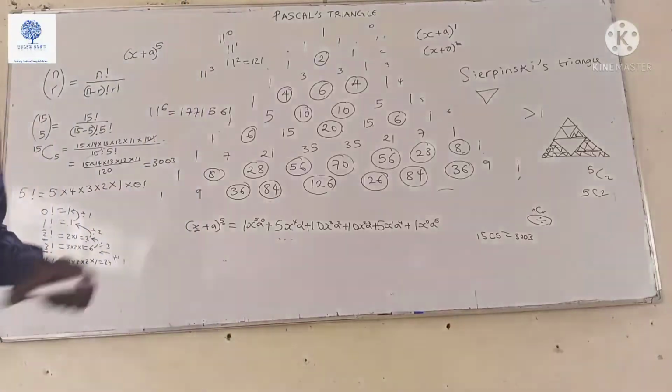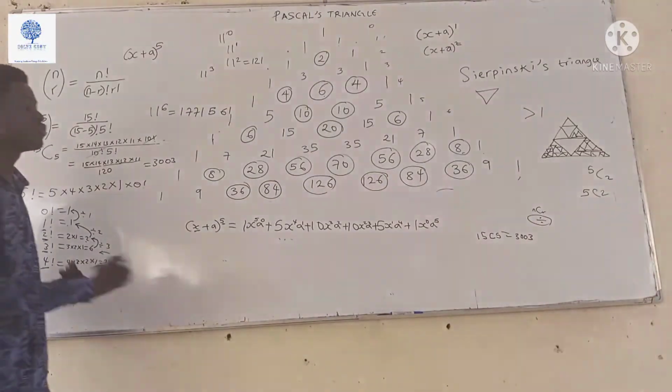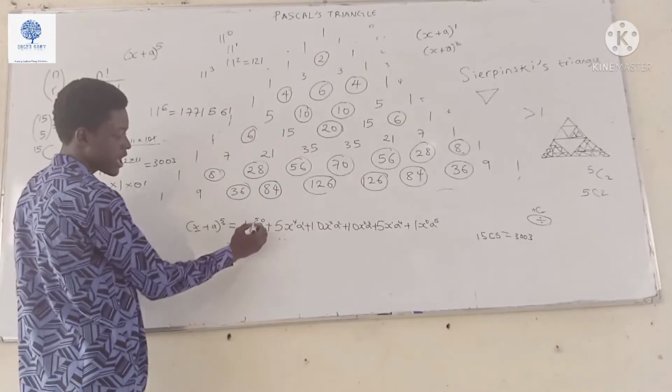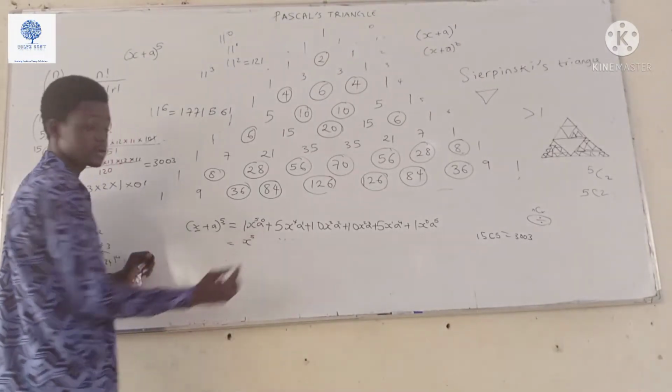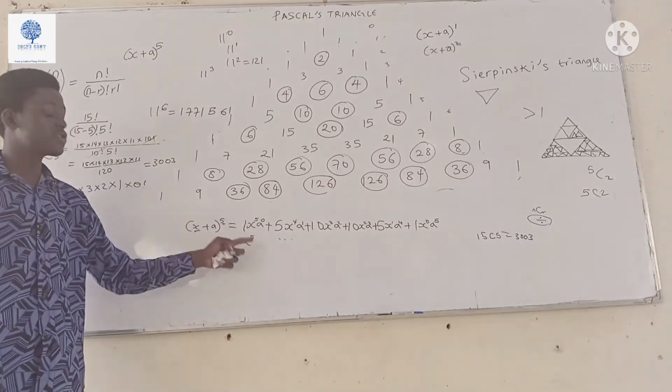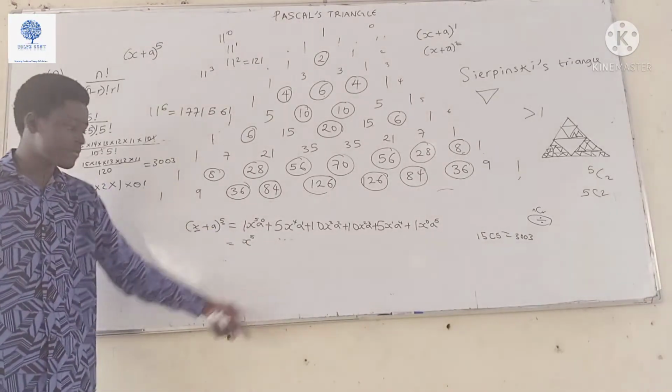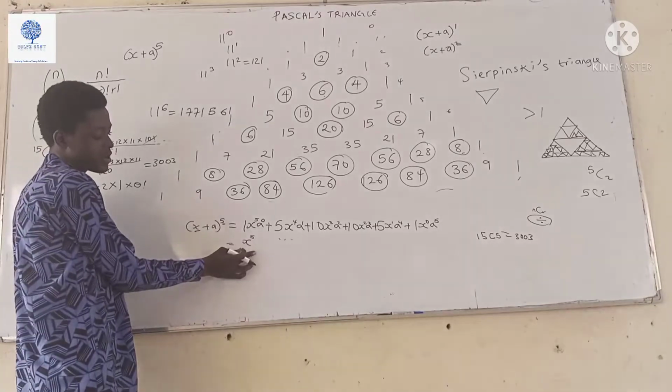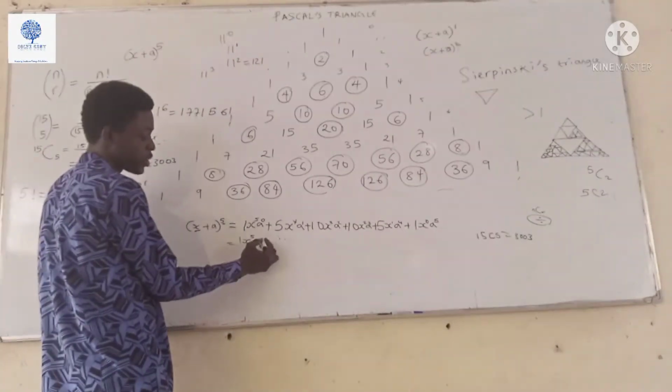So if you have to look for x plus a to the power of 5, what you get should look like this. This gives us x to the power of 5, right? Because a to the power of 0 is what? 1. 1 times x to the power of 5 is still x to the power of 5. We can decide not to put the 1, or we decide to put the 1.